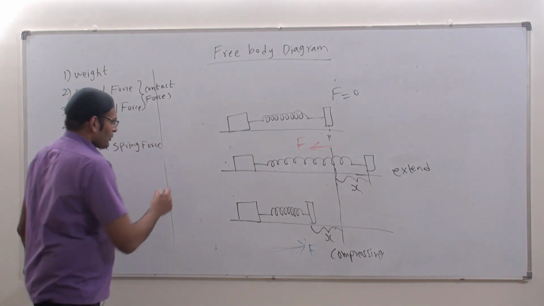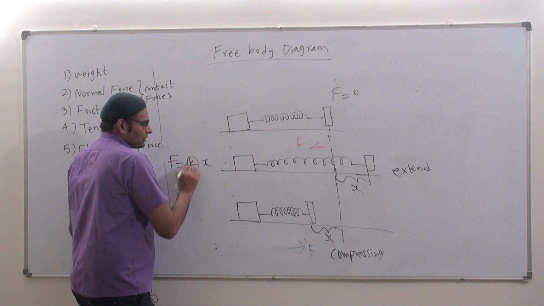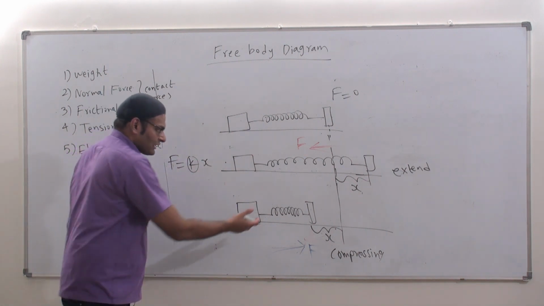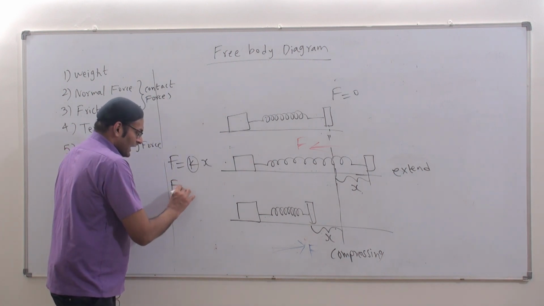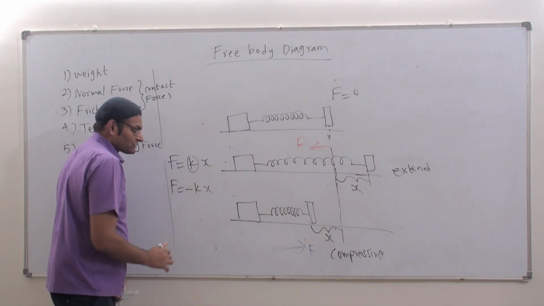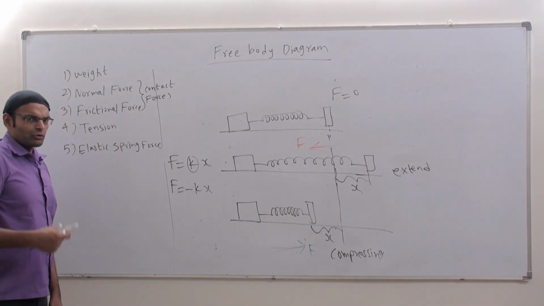So you can write this formula as F is equal to Kx. K depends on the length of the spring, the material used, the radius of the spring, and all those things. So F is F spring, and generally we write it as F equals minus Kx because it is in the opposite direction. So these are the forces that we discussed. Now we'll go to the next concept.